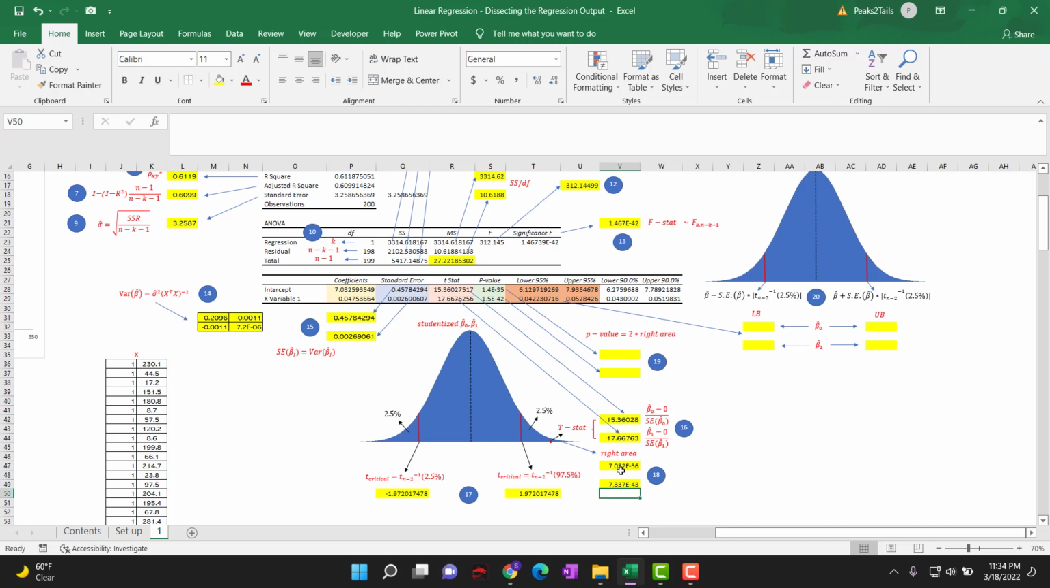Now this is the right tail area, but p-value in case of two-tailed hypothesis is essentially double either the right tail area or the left tail area, depending on if t-stat is positive or negative. So here p-value would be twice these areas. And you can see that these results match the output.